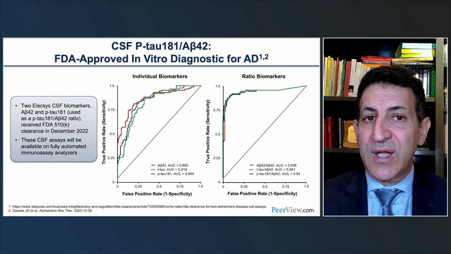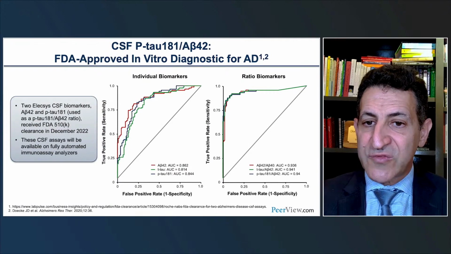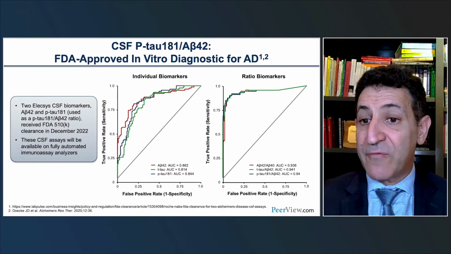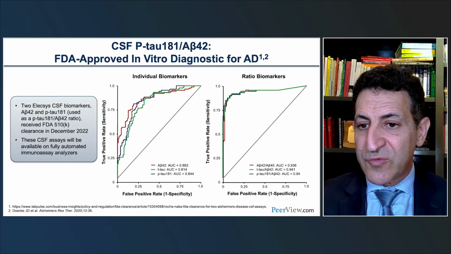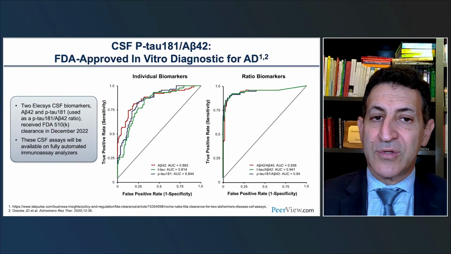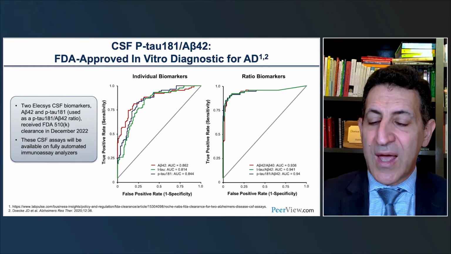And so when you look at the areas under the curve of amyloid versus phosphorylated tau, they're both good, but when you combine them, they get very good. So if you look at phosphorylated tau to A beta 42, the area under the curve is 0.94, which is better than the 42 to 40 ratio or total tau to 42 ratio or individual biomarkers. So the point is that you want to use them in combination and look at the ratios.